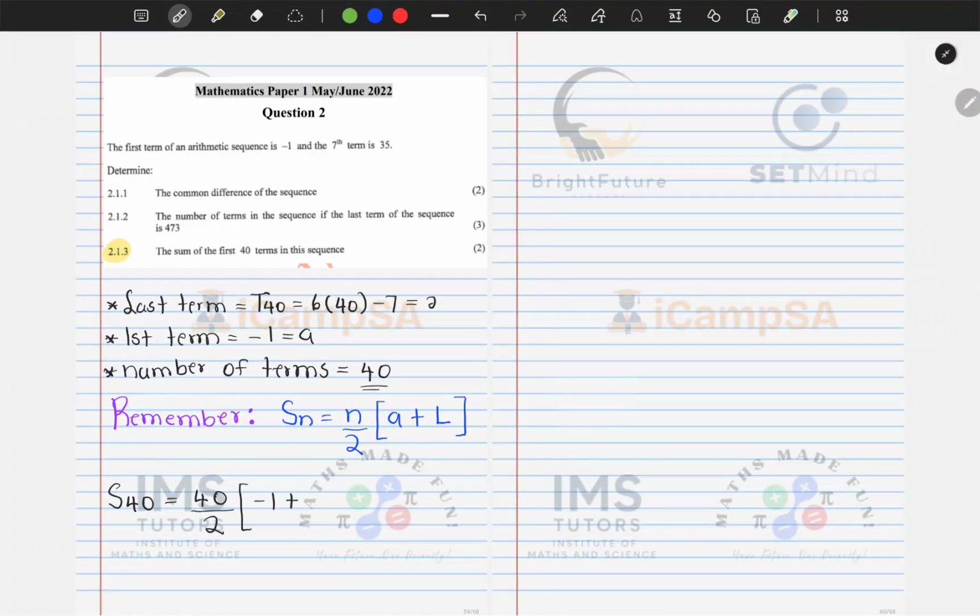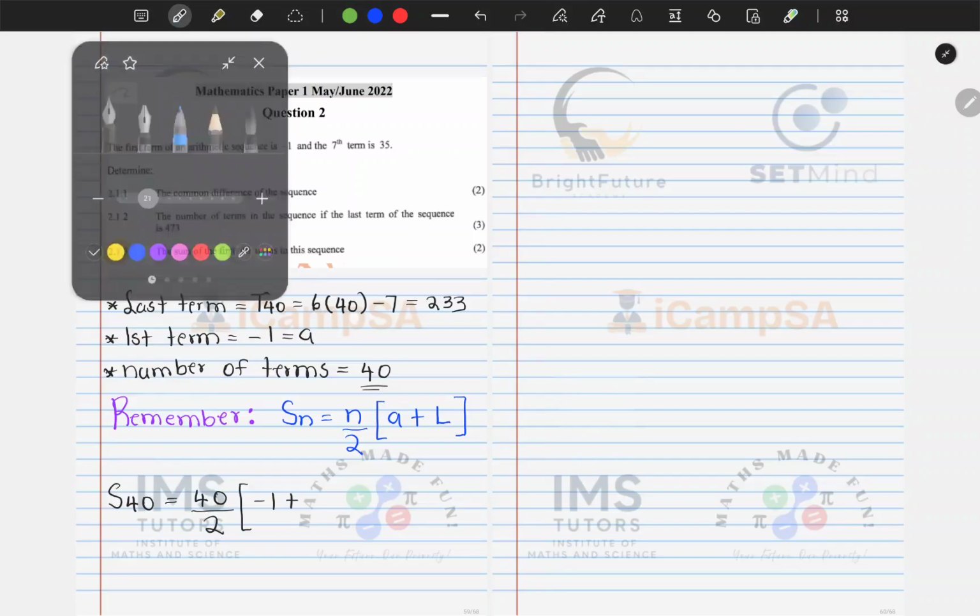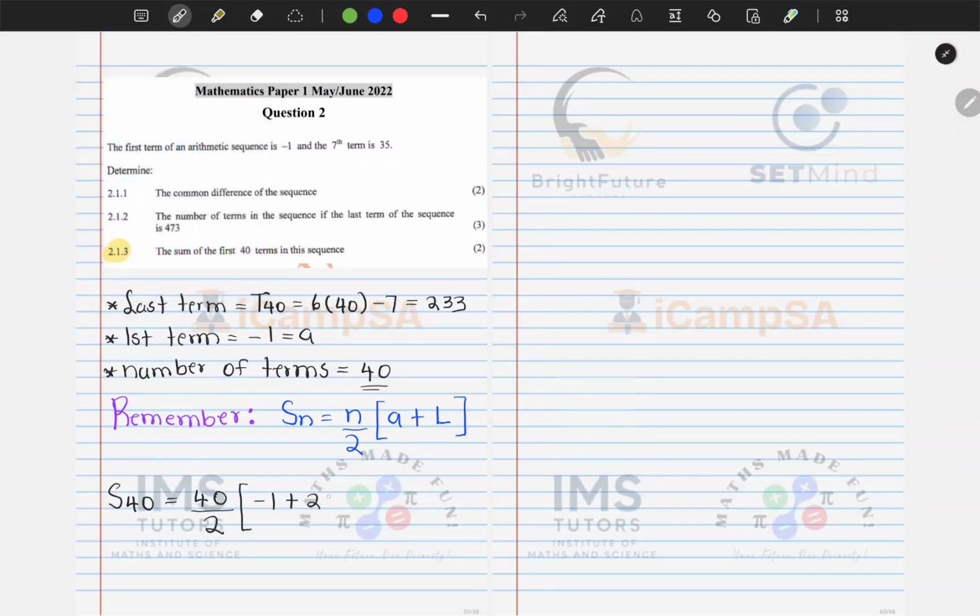So the answer which we obtain is 233. This is the term at the 40th mark, and that is what we are going to use as our L. So that is very important, okay? We nearly made a mistake there. But the A remains the same. The number of terms is 40. So we just need to put 233 here. Then I'm going to go to my calculator and calculate what is the sum of 40 terms.